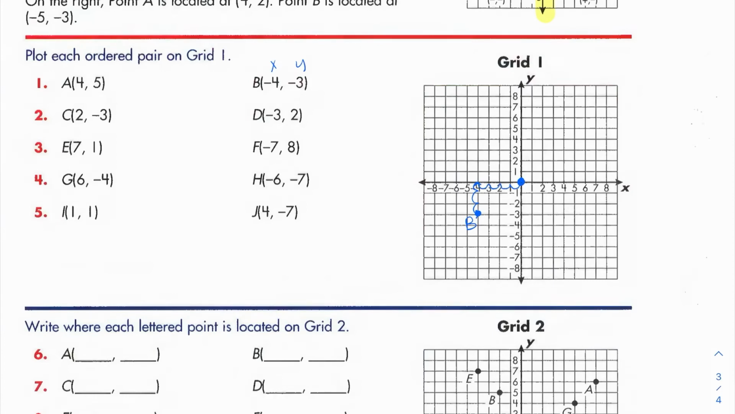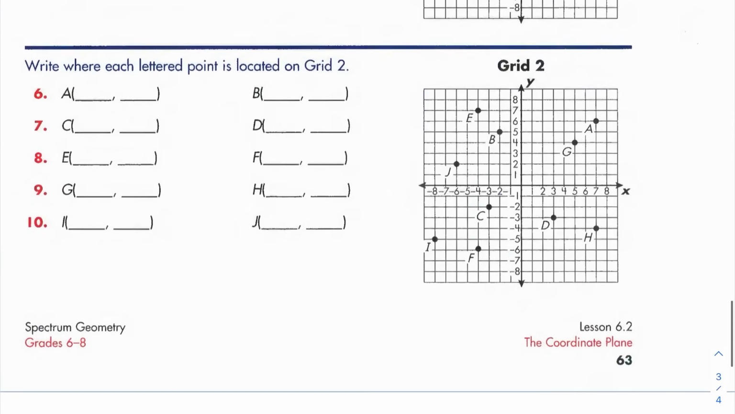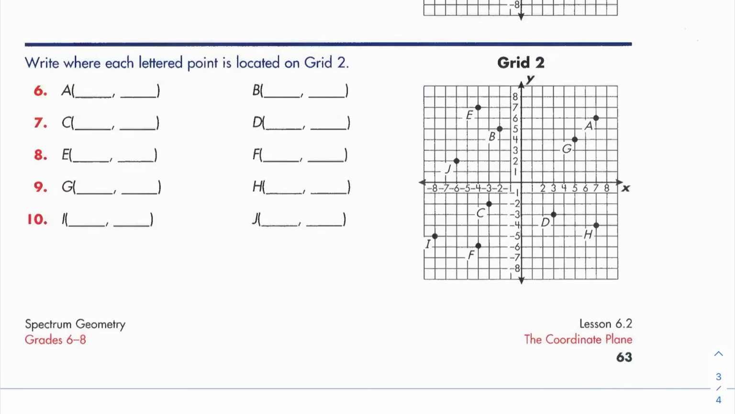Let's go on to the final section. The directions for this section say to write where each lettered point is located on grid 2. Point A is the first one it asks about, but notice point A is in quadrant 1. In quadrant 1, x and y are both positive. We have looked at several examples in quadrant 1, so I'm going to go ahead and let you do that one, and we're going to do B together.